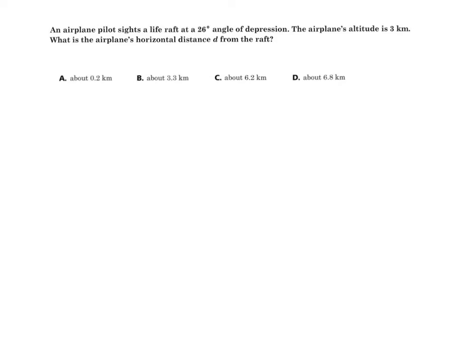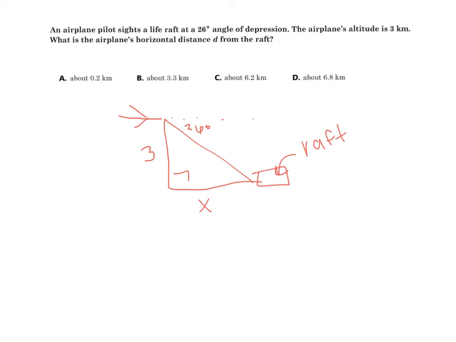Okay, last one. An airplane pilot sights a life raft at a 26-degree angle of depression. The airplane's altitude is 3 kilometers. What is the airplane's horizontal distance, d, from the raft? So forgive me for my wonderful artistic drawing skills here. What I did is I drew the plane, which is supposed to be that thing. The angle of depression right here. The airplane's altitude. Altitude means a line that goes from the vertex and is perpendicular to the opposite side. And remember that in a right triangle, the altitude is always one of the legs. So this length is 3.